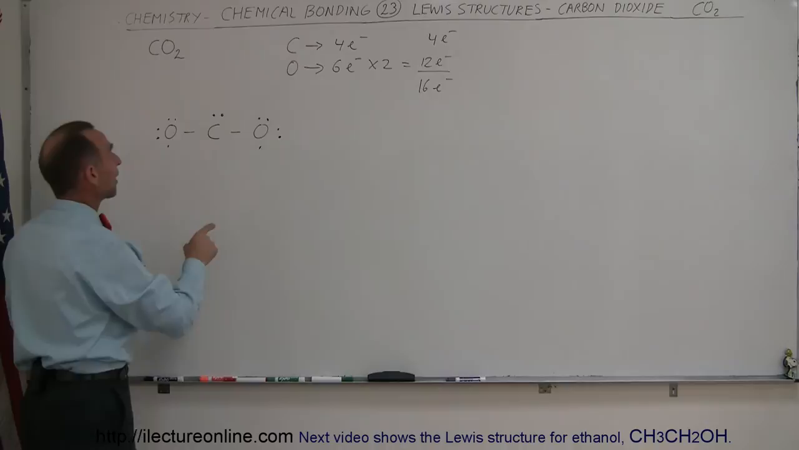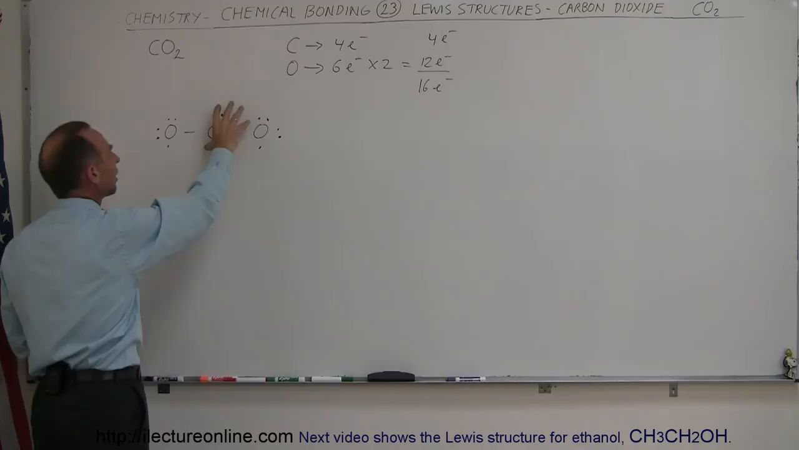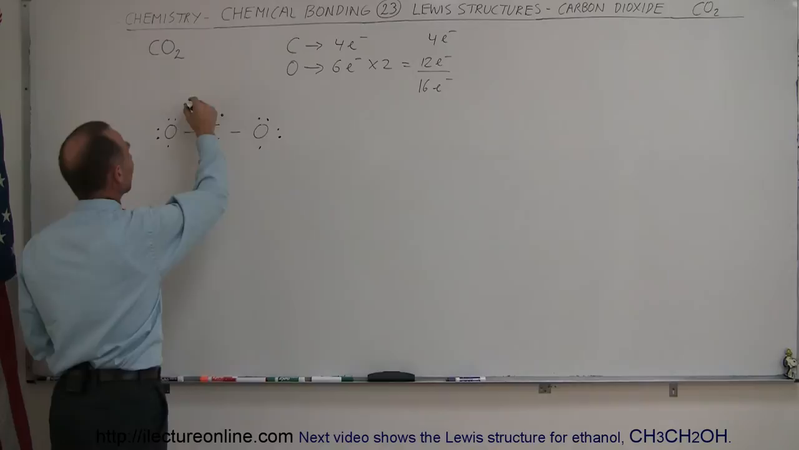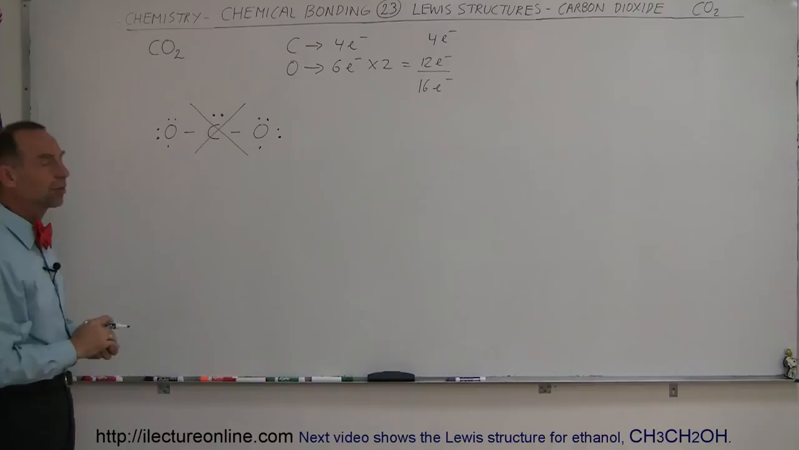On top of that, notice that the carbon does not follow the octet rule. We have two here, two there, and only two there. That's only six for carbon. Only seven for oxygen, seven for oxygen, so you probably say that is not a good fit. That's probably not the correct Lewis structure for carbon dioxide.